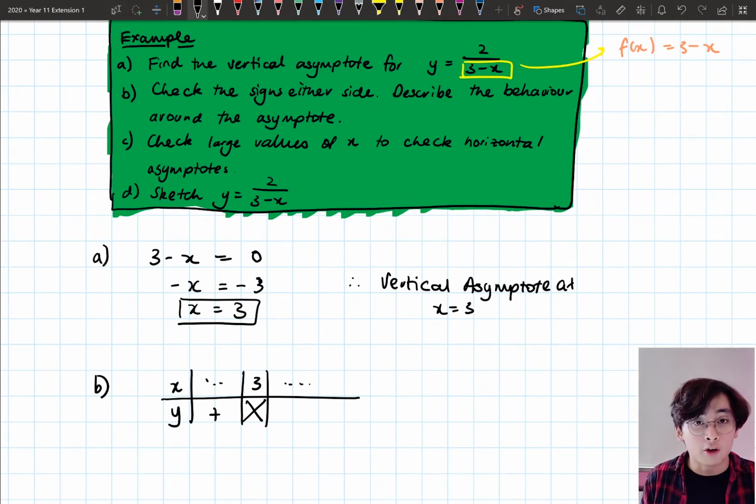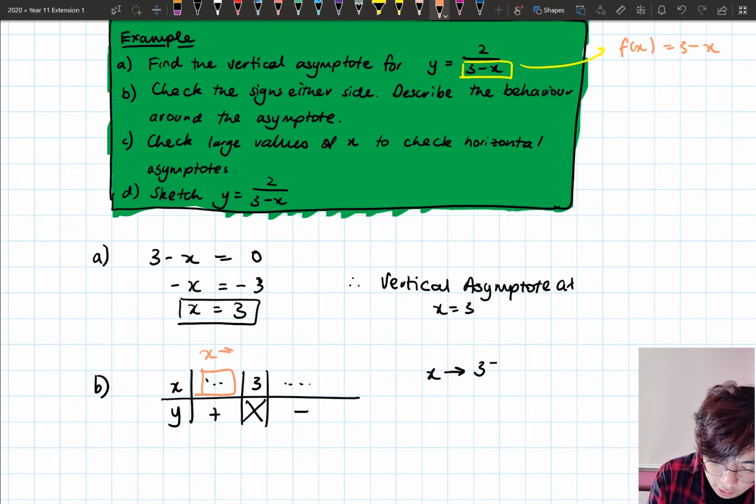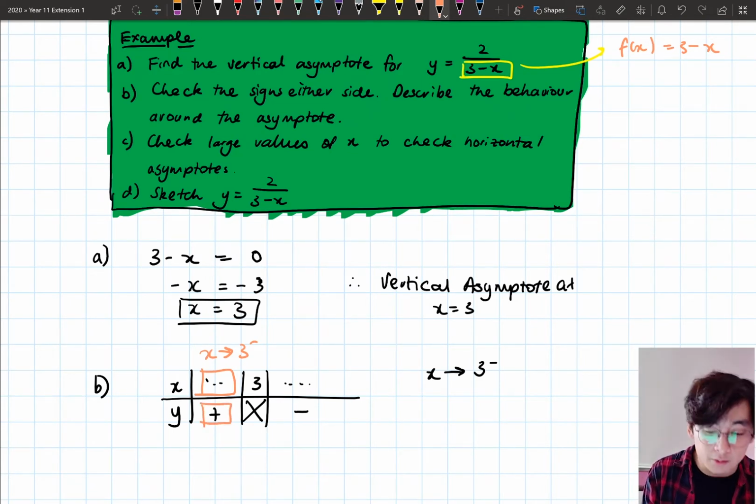Now, if I substitute a number on the right-hand side, for example, 4, I get 2 over negative 1, which is just negative 2, which is negative. So what this tells me is that when I approach 3 from the left-hand side, or the negative side, which is what this side here is, because I'm starting from the negative and moving across, what happens? Well, it goes towards positive infinity.